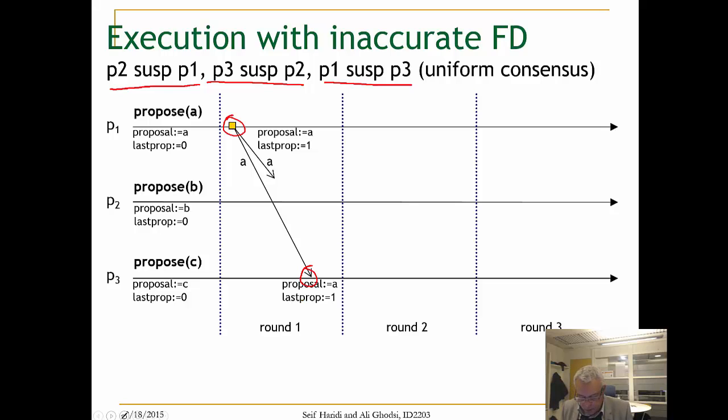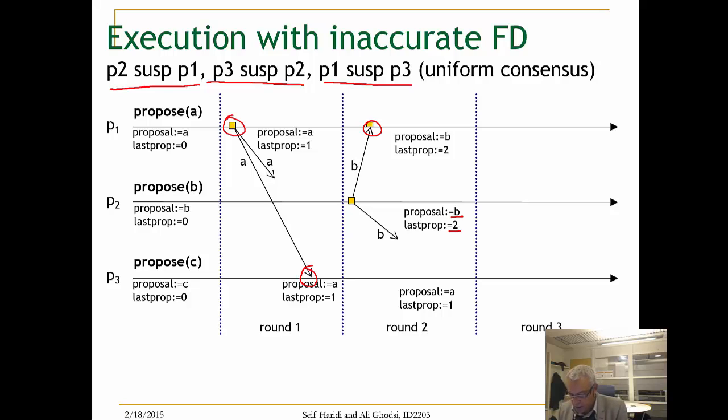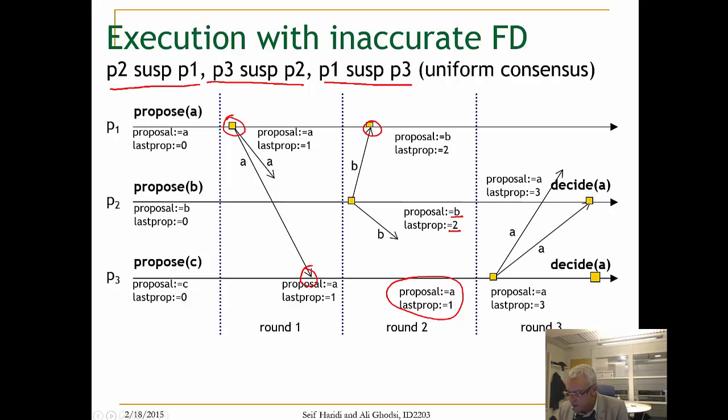Then P2 is supposed to propose. So P2 proposes B with proposal number 2, and as you can see here, P1 will accept P2's proposal. It has a higher proposal number, so he will accept this. But P3 is going to move to the third round because P3 suspects P2. So P3 is going to move to the third round. Okay, very good. So P3 is still accepting only the proposal from P1, and he is going to move to the third round.